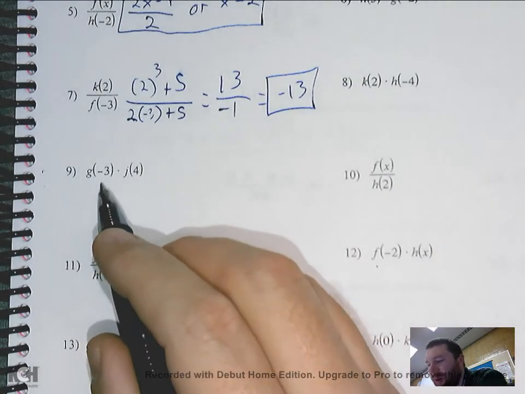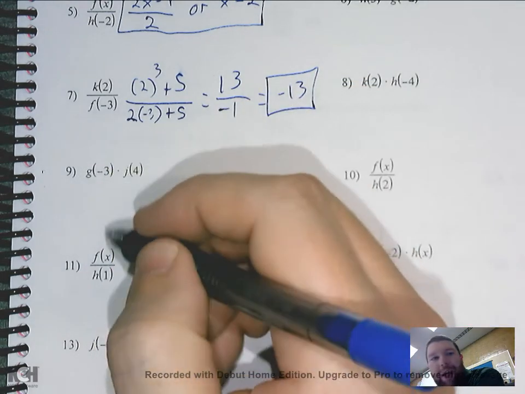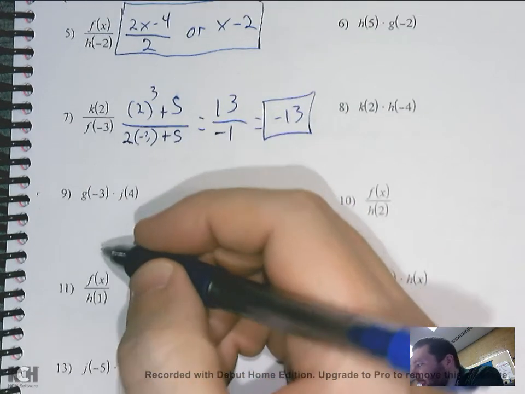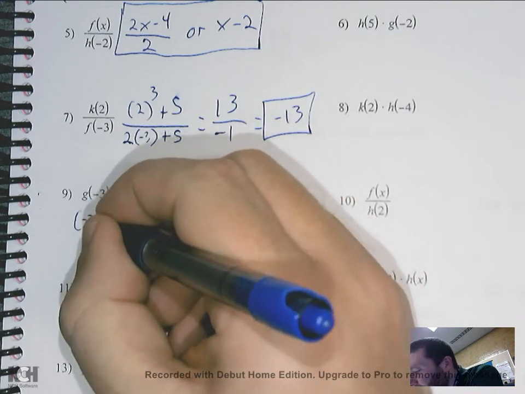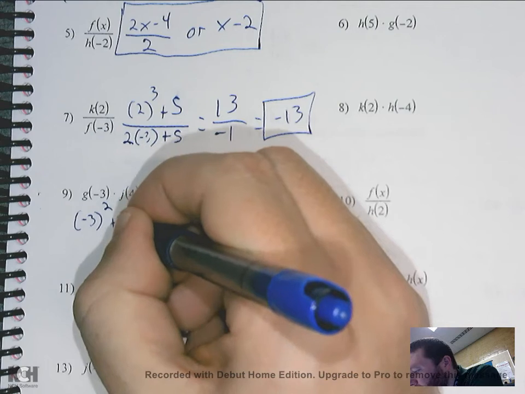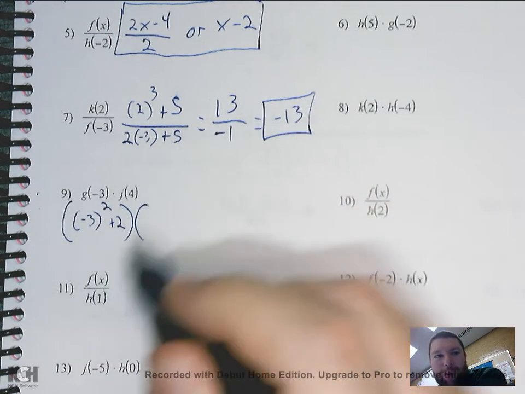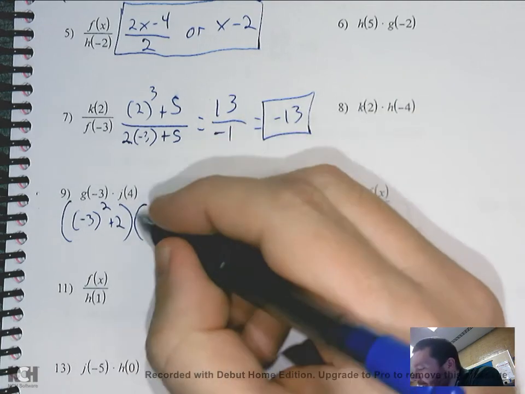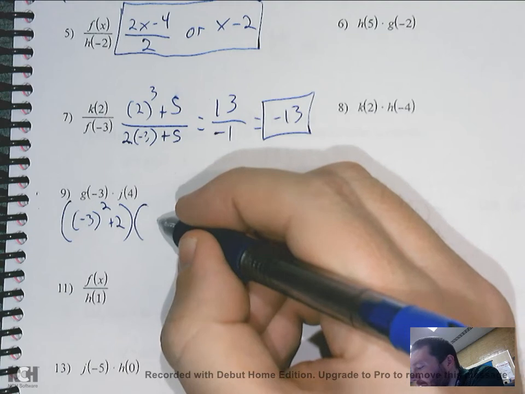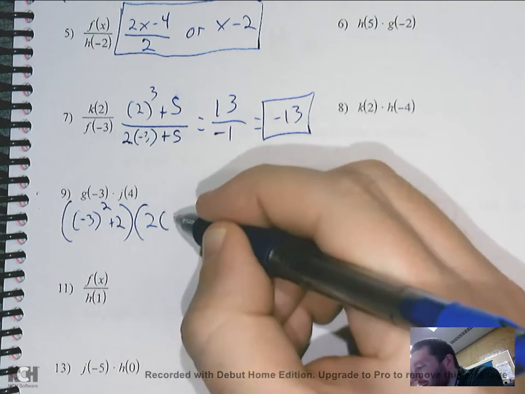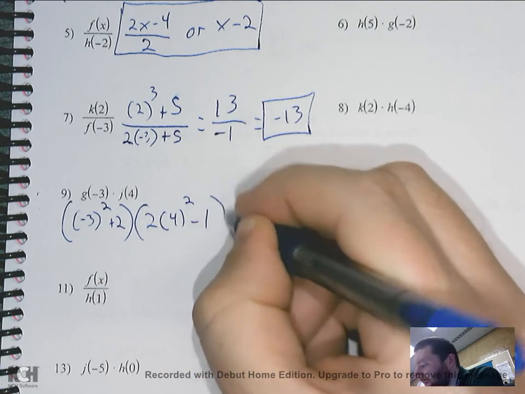We'll do one more. So let's look at number 9. So number 9, we have g of negative 3, so we're going to plug in negative 3 in for the x. So negative 3 squared plus 2, and then that's going to multiply with, and again, when I multiply, just put everything in parentheses, j of 4. J is 2x squared minus 1. So 2 parentheses 4 squared minus 1.